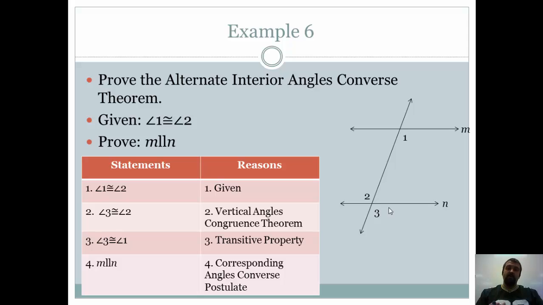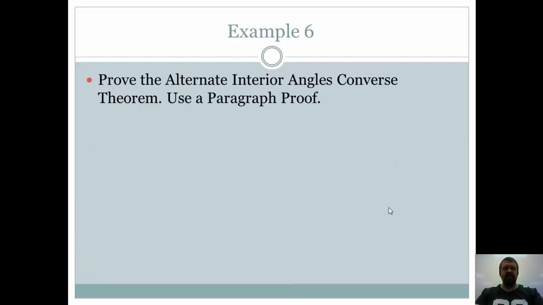I have just shown you that the alternate interior angles converse theorem has to be true if we accept the corresponding angles converse postulate. That's where all of these other three are built off of. If we don't accept that postulate, this fails. There is one additional part of this that I do need to talk about. In this section, they added a paragraph proof, which instead of putting it into two column like this, what they sort of do is they take what I have here and then they put it into paragraph proof form.